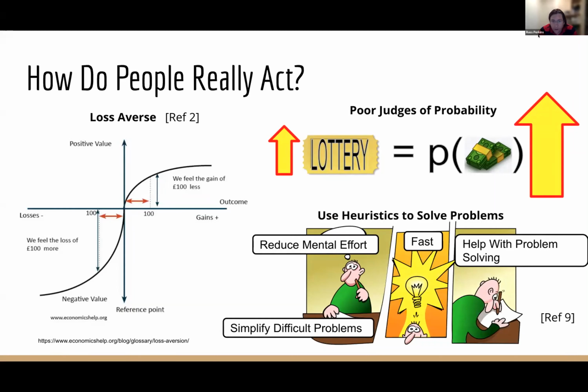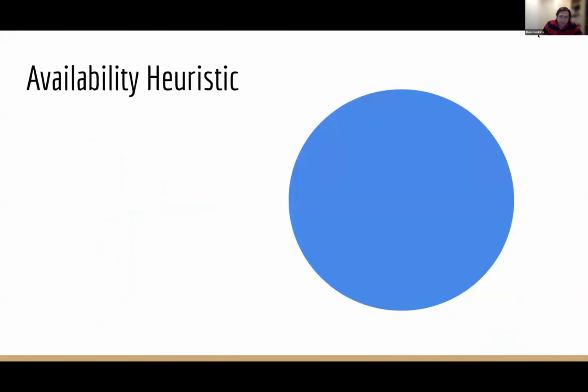There are two more that I'm not going to cover, but they help us by reducing mental effort, and they simplify difficult problems. They're quick, and they help with our problem solving. So the first is the availability heuristic.